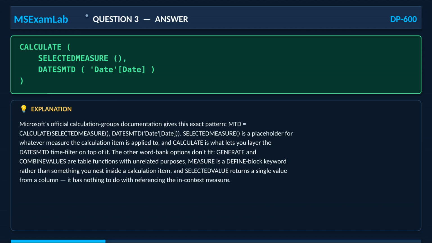The other word bank options don't fit. Generate and combine values are table functions with unrelated purposes. Measure is a define block keyword rather than something you nest inside a calculation item, and selected value returns a single value from a column. It has nothing to do with referencing the in-context measure.